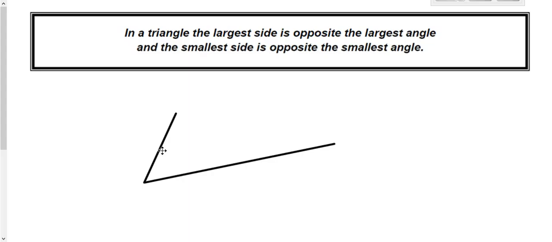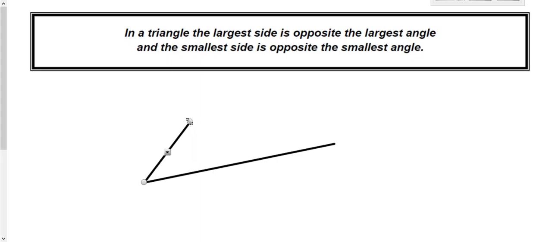Next example. Next thing, in a triangle, the largest side is opposite the largest angle, and the smallest side is opposite the smallest angle. I drew two sides of a triangle right here. Right now you can see this third side would go from here to here. What happens when I make this angle right here smaller? Well, this third side becomes smaller. That's why they're saying opposite the smallest angle will be the smallest side, and so forth.